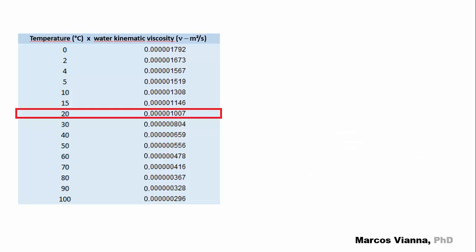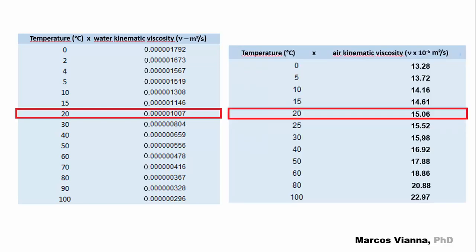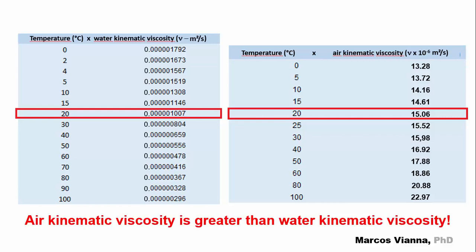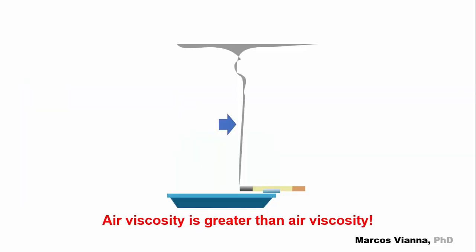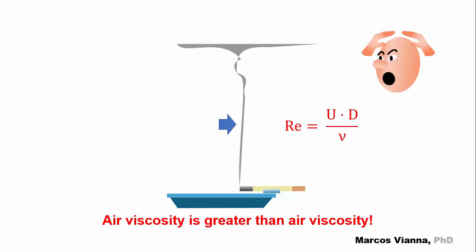It's interesting to note that the water kinematic viscosity at 20 degrees Celsius equals 10 to the minus 6 square meters per second, and the air kinematic viscosity at the same temperature is 15 times 10 to the minus 6 square meters per second. So, air kinematic viscosity is greater than water kinematic viscosity. That's why the cigarette smoke in closed environments rises without trembling. Greater viscosity decreases the Reynolds number, so the greater air viscosity brings a lower Reynolds number and consequently laminar flow.